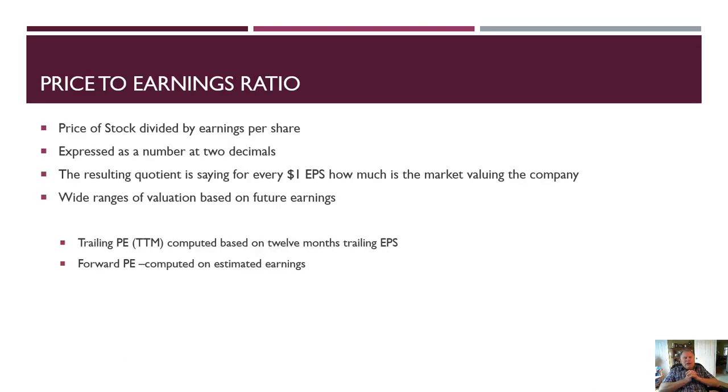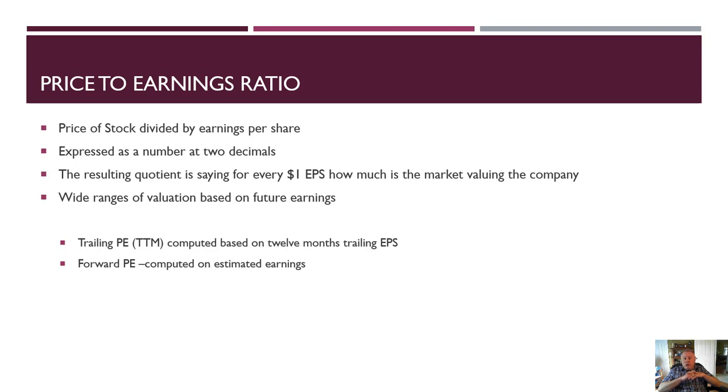Just to go back for a review, the PE ratio is the price of the stock divided by the earnings per share. We generally express it to 2 decimal places, and the resulting quotient says, for every $1 in earnings, how much is the market valuing the company? So if the PE is 5, the market is paying $5 for every dollar of earnings. That's the premise that over time it will continue to generate an income stream for you. Well, there are a lot of different valuations that will be based on future earnings.